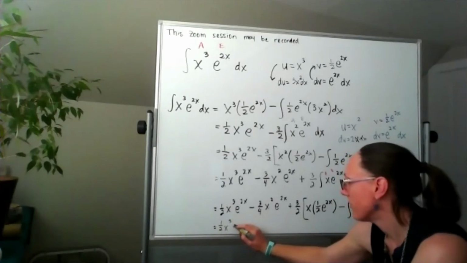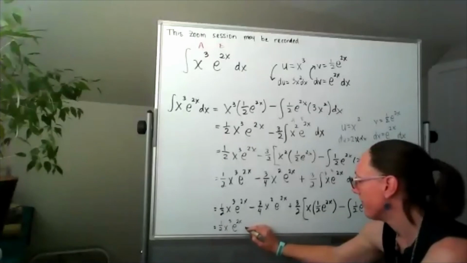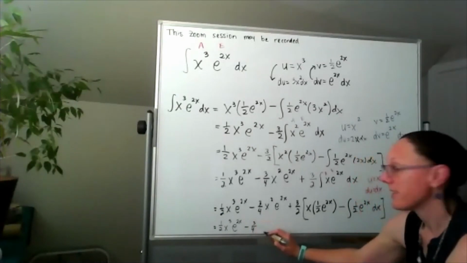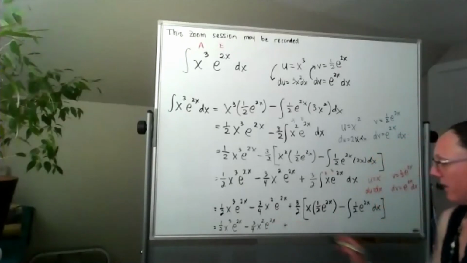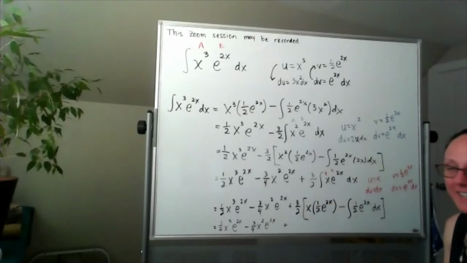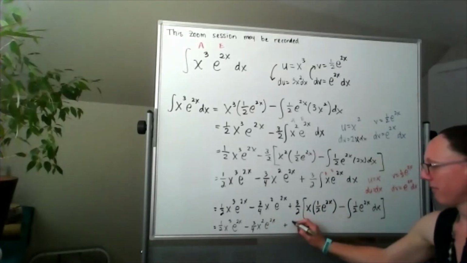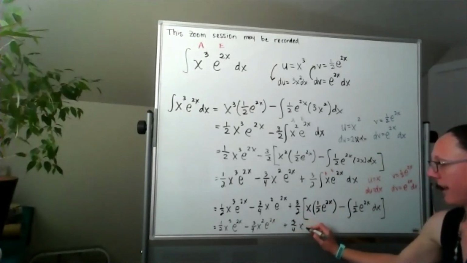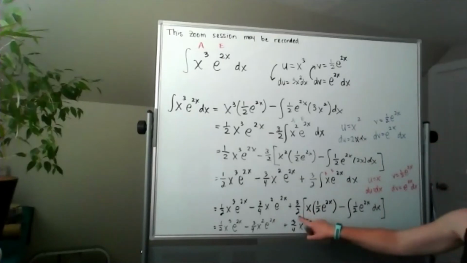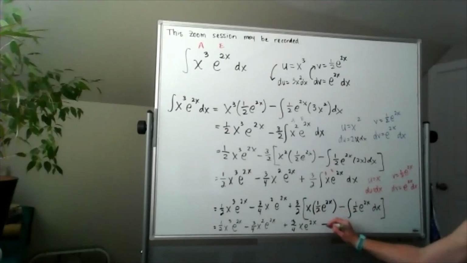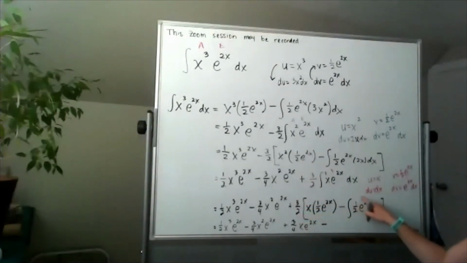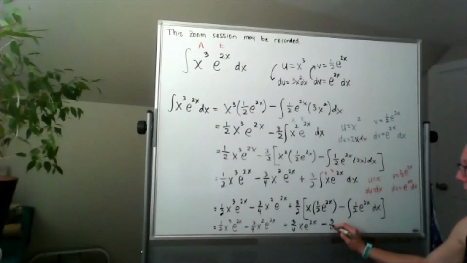1/2 x cubed e to the 2x minus 3/4 x squared e to the 2x plus, and now if I distribute that 3/2 in, 3/2 times 1/2, I've got 3/4 x e to the 2x, and then distributing that 3/2 in here, that'll be a minus that 3/2 times that 1/2 would give me 3/4, the integral of e to the 2x dx.